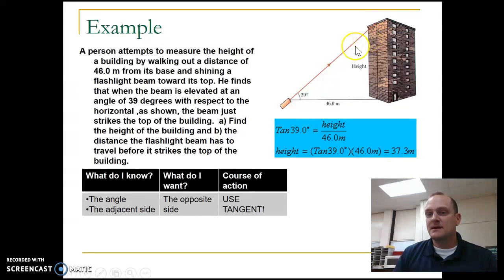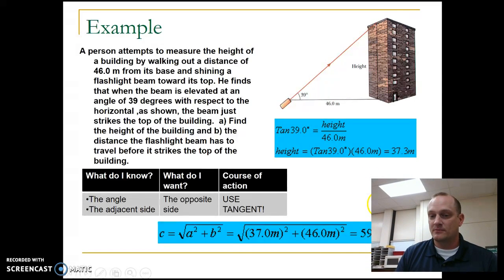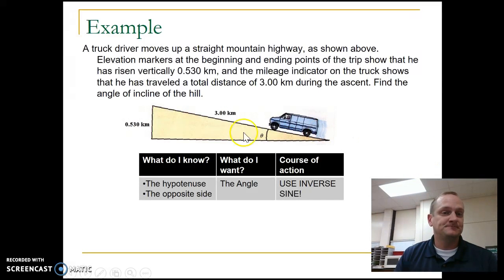What about the distance the beam travels? Well, the distance the beam travels is here, so it travels right along that line. So this is going to be the hypotenuse of my triangle. At this point, now I know two sides of the triangle. I can use the Pythagorean theorem to solve for the third. Right, so using the Pythagorean theorem, I get 59.2 meters.